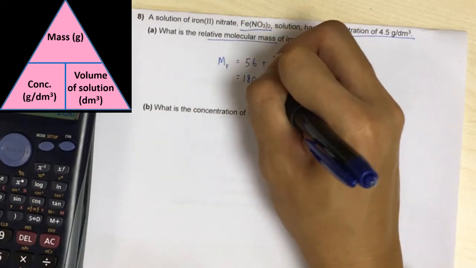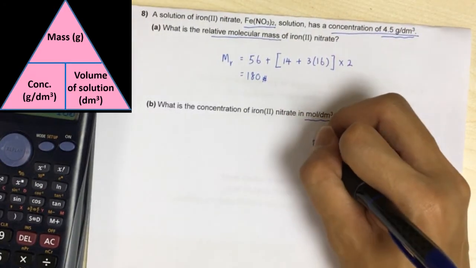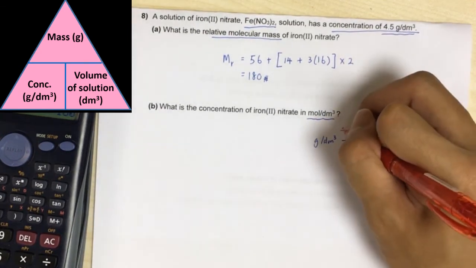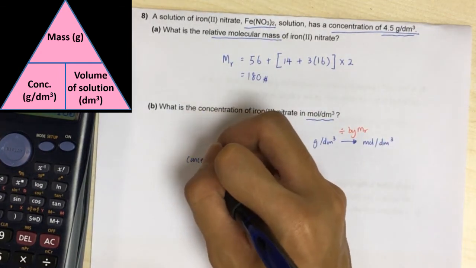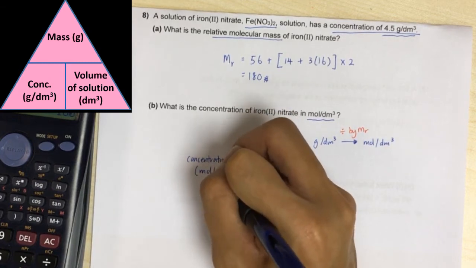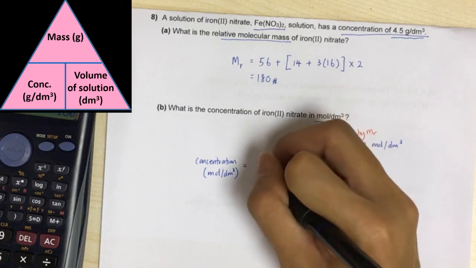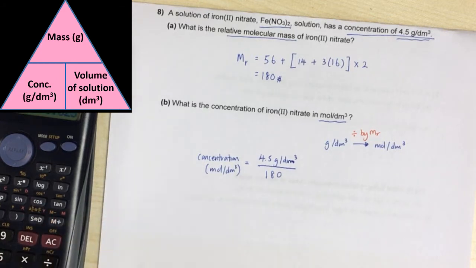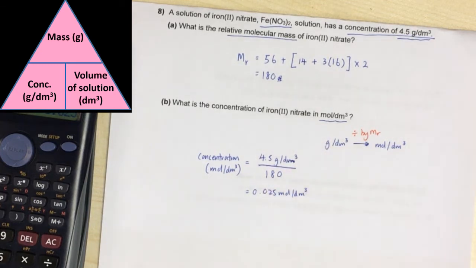But now, what if the question asks us to convert from grams per dm cube into mole per dm cube? Well, there's actually a shortcut which your teacher has probably already shared with you, which is to go from grams per dm cube to mole per dm cube. You simply have to divide it by the relative molecular mass of the substance. Therefore, in this case, the concentration in mole per dm cube for iron 2 nitrate solution is equivalent to 4.5 gram per dm cube divided by the relative molecular mass, which is 180. That itself will give us the concentration in mole per dm cube. And this is a very fast shortcut for you to convert the two values.